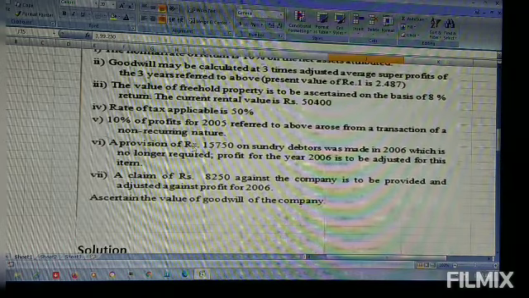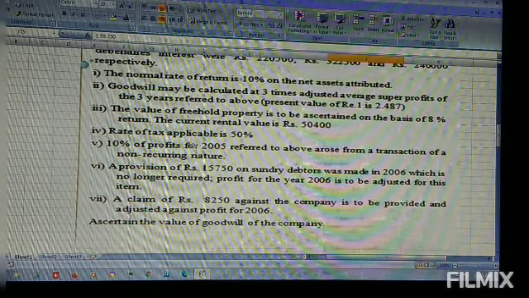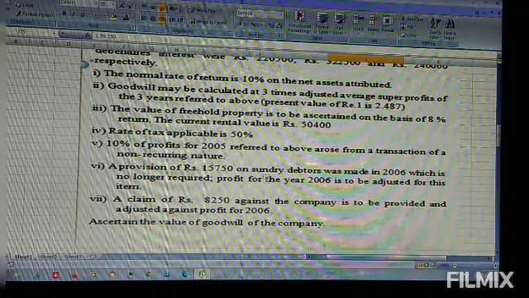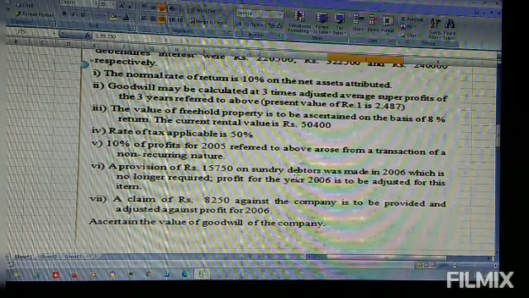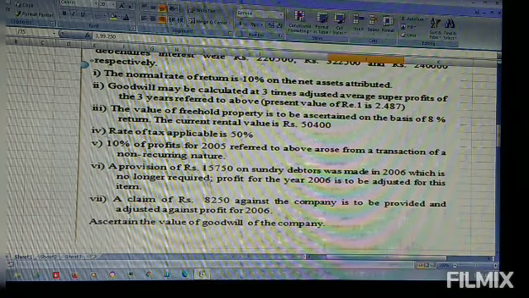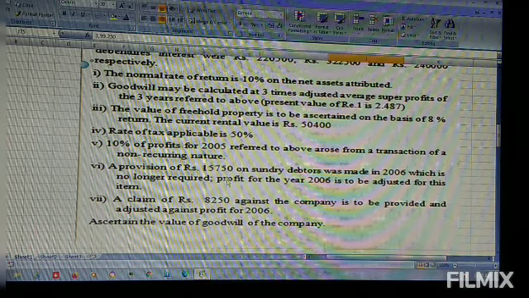Now something is told in the problem about 2006. Come to the fourth point: a provision of rupees 15,750 on sundry debtors was made in 2006, which is no longer required. Profit for the year 2006 is to be adjusted for this item. So this provision is not required. When a provision is created, to that extent profit becomes less. So now it is not required; you add this to the profit.